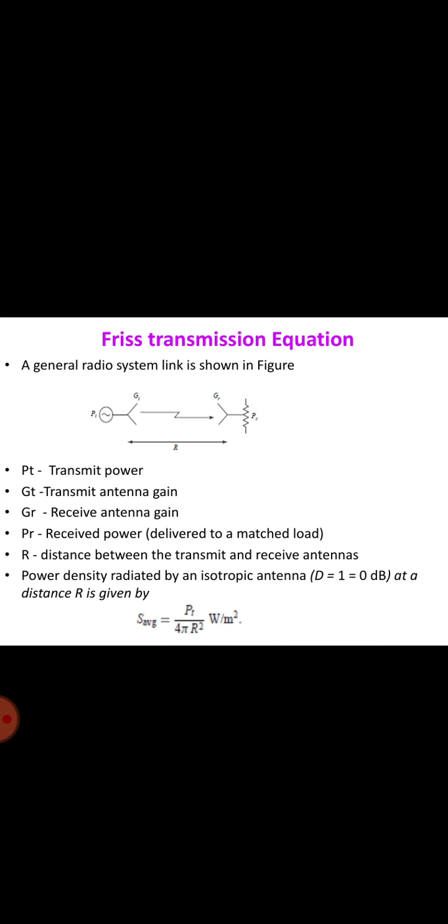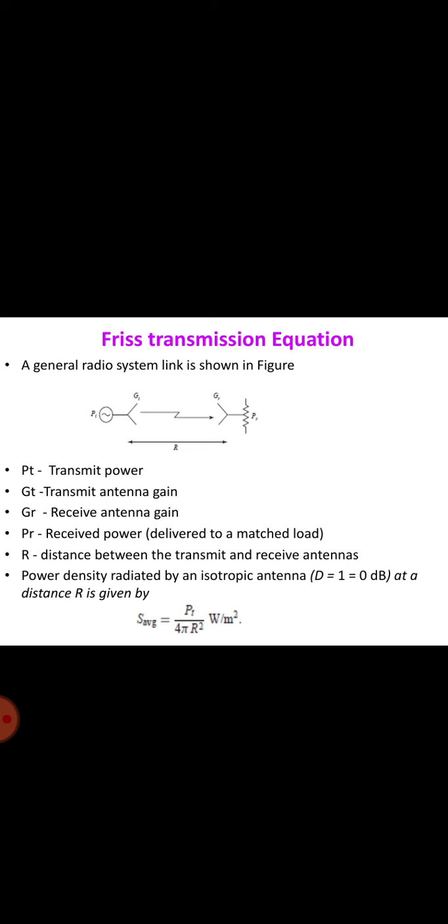Welcome to this module, and in this module let us have an insight into the Friis transmission equation. The diagram below shows the general radio system link, where PT is the transmit power, GT is the transmit antenna gain, GR is the receive antenna gain, and PR is the receive power. R is the distance between the transmit and receive antennas.